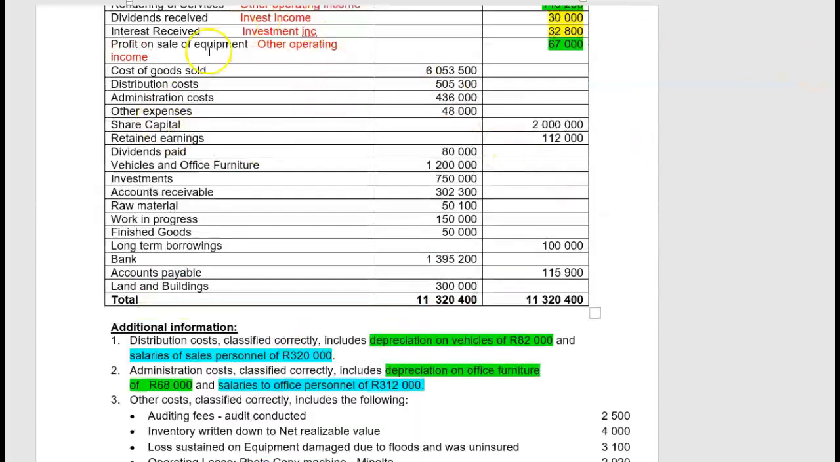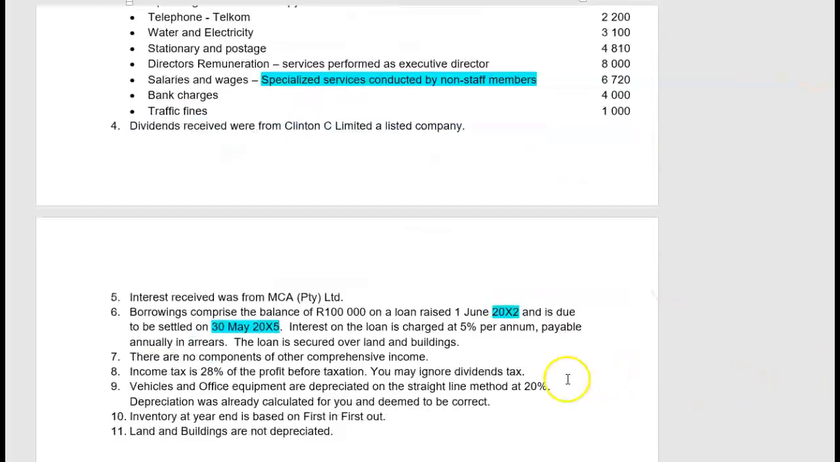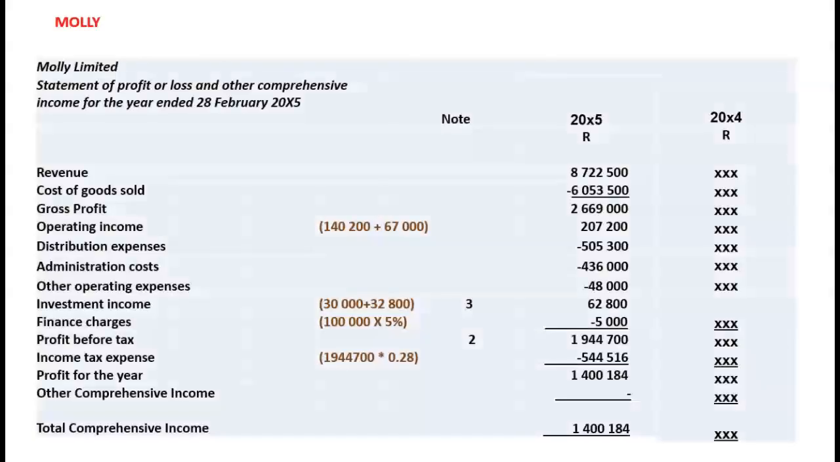Nowhere in this list of balances do they give you the finance cost paid, the interest paid. So therefore you have to work out the interest which was incurred in the current period, equals 100,000 times 5% is 5,000 Rand, and that is finance cost. So here under finance charges, you would have shown in your income statement 5,000 Rand.